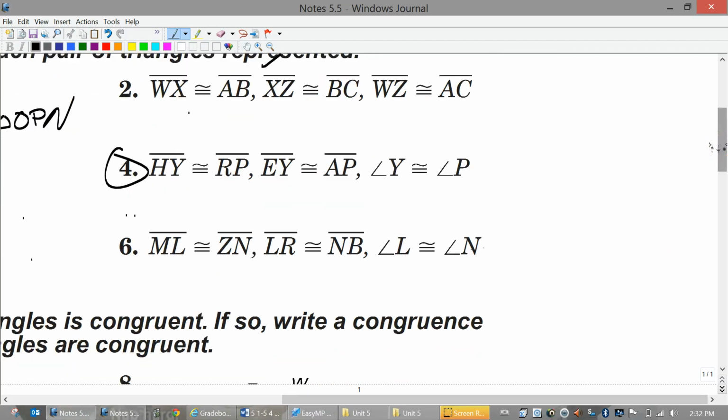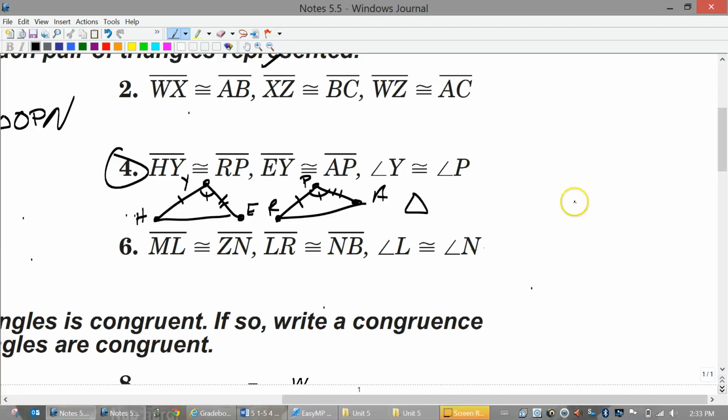If we draw it, we draw HY. We want that to be congruent to RP. So we're going to draw them about the same size, in the same shape, in the same direction. Okay? We want EY, well, Y is there, so E's got to be down here. Congruent to AP, P is there, so A has to be like here. And then, since they're triangles, Y congruent to P. We have another side angle side situation where we have 2 sides and an angle that's in between them. The angle that's straddled by the 2 sides.